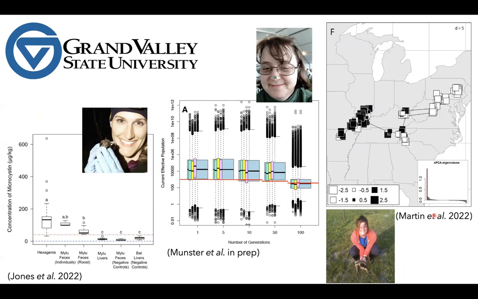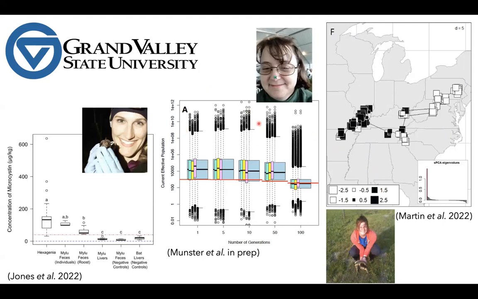Another grad student of mine, Olin Martin, just recently published her master's work looking at population genetics and population structure of pipistrelle bats, eastern pipistrelle bats, or tricolored bats. Look for that paper. I think that was Acta Chiropterologica where we published that.